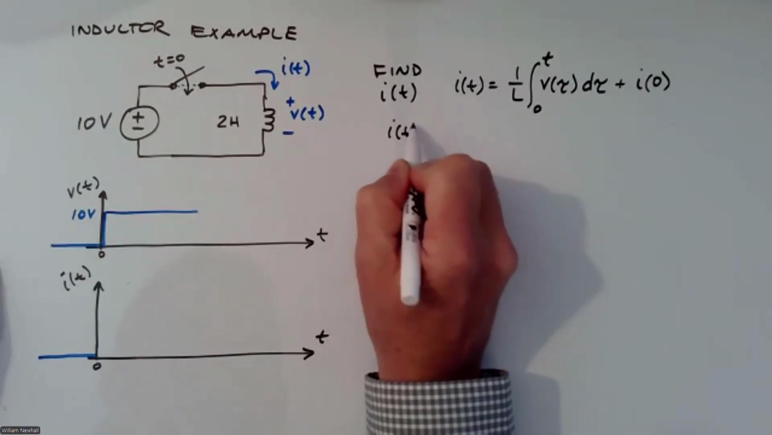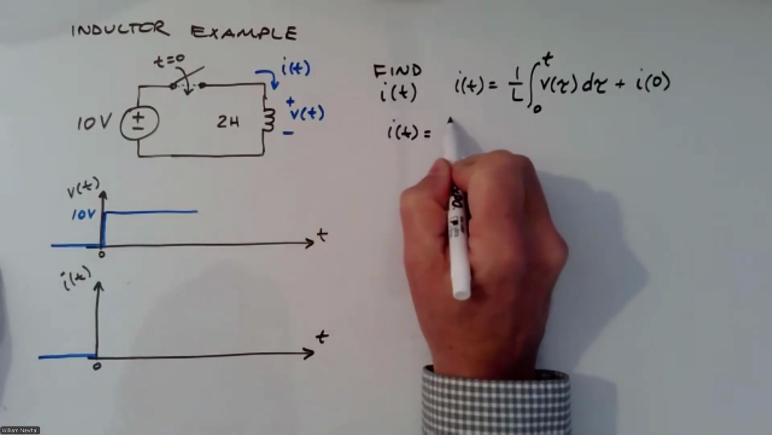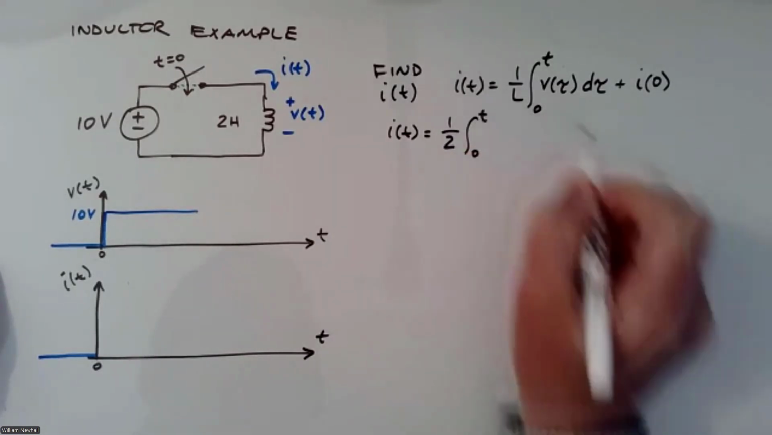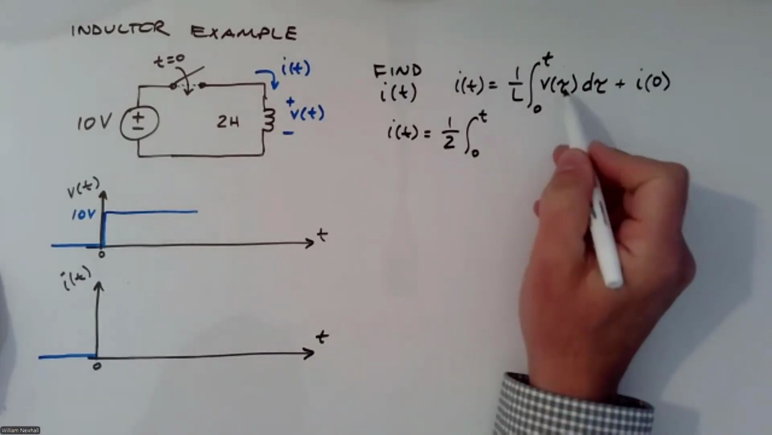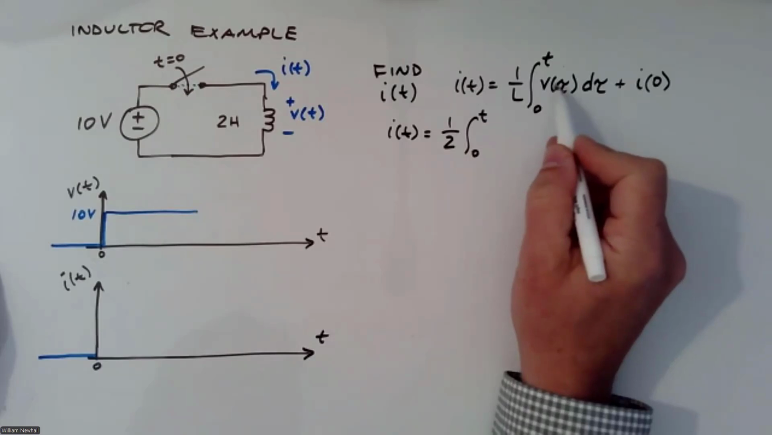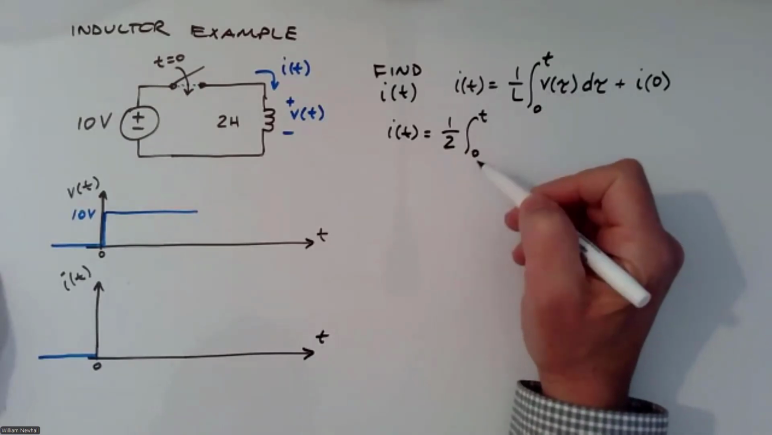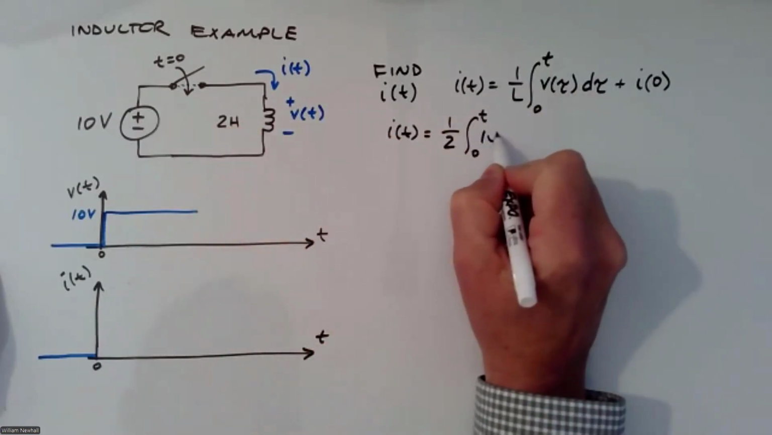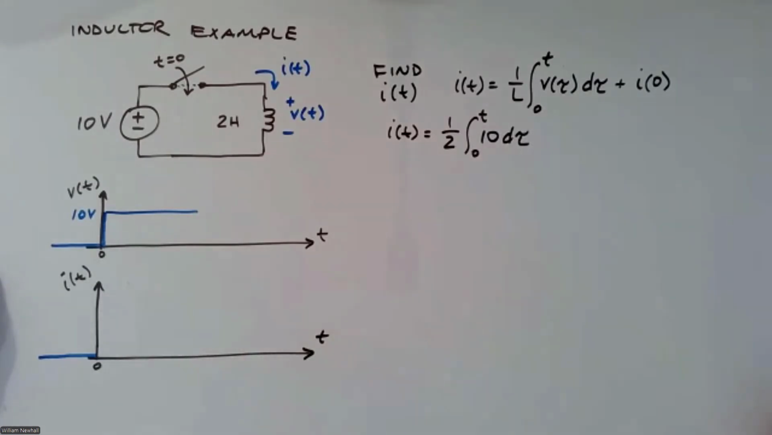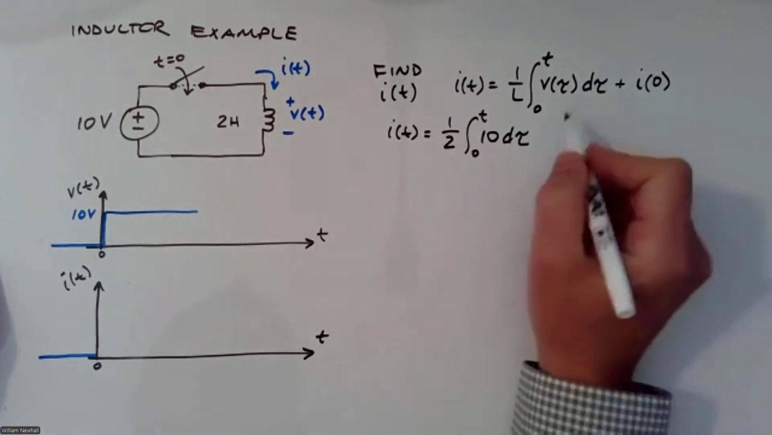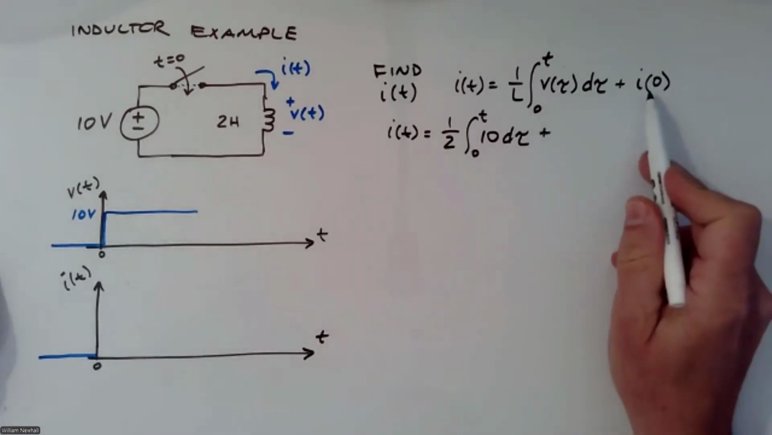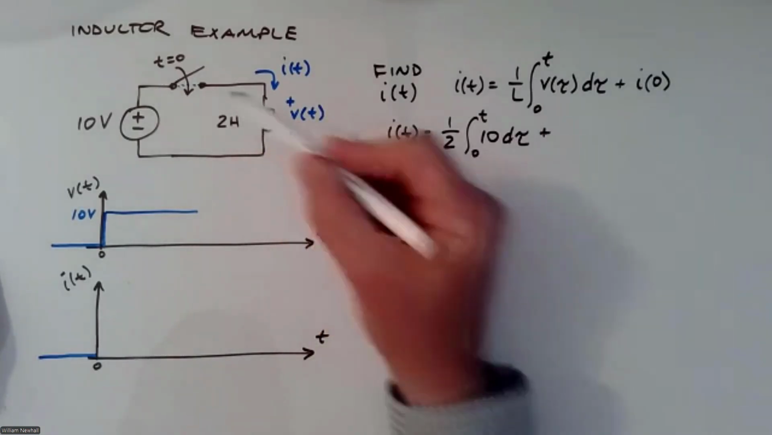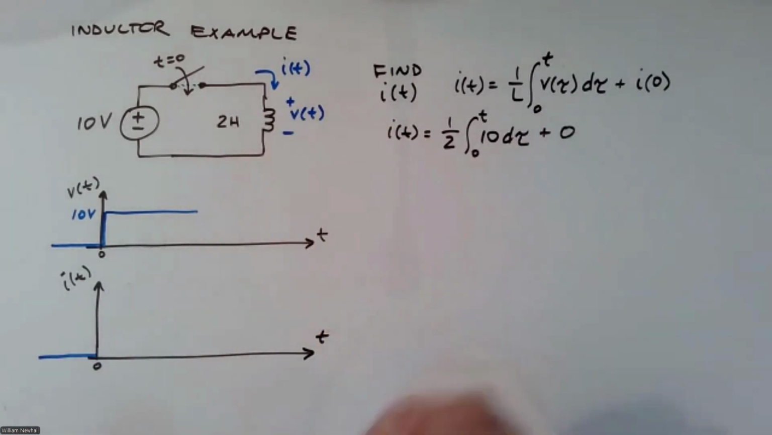I of t equals 1 over L, 1 over 2, times the integral 0 to t of v of tau. That's v versus time, between 0 and some time t. Well, that's 10 volts, d tau. Plus I of 0. Well, I of 0 is 0. There's no current flowing at time 0, so plus 0.